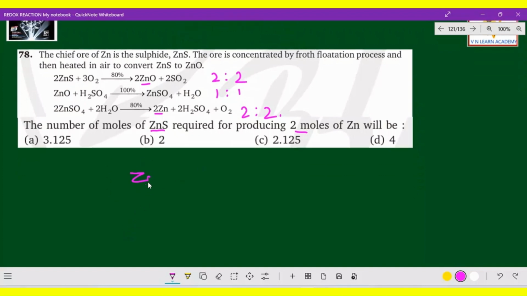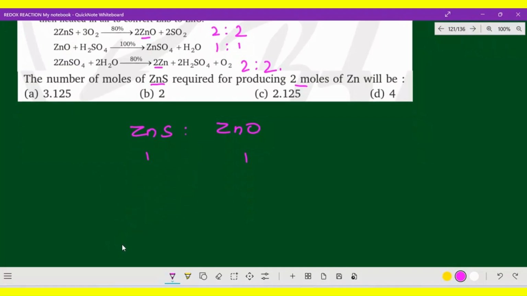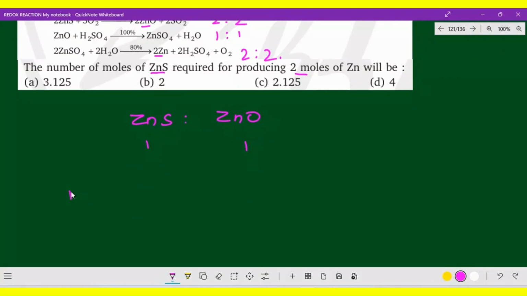ZnS is to ZnO. So that means both are equal actually. So 1 mole of zinc sulfide, 1 mole of zinc oxide. 2 moles of zinc sulfide, 2 moles of zinc oxide. So in that way we can identify, and it will be easy for us to identify the answer. So number of moles, here 1 means here also 1 only. So number of moles of zinc sulfide, galena.